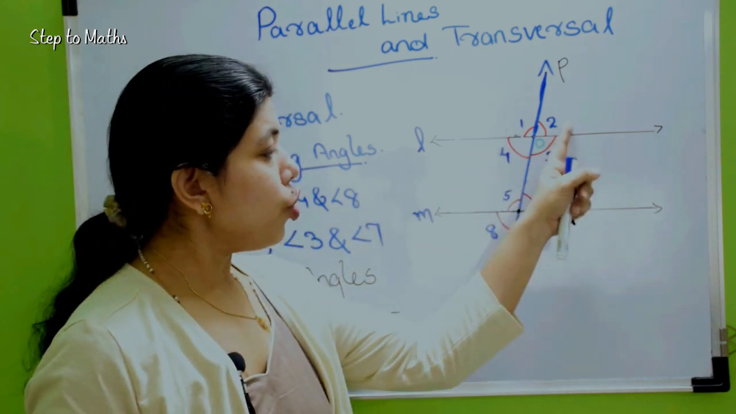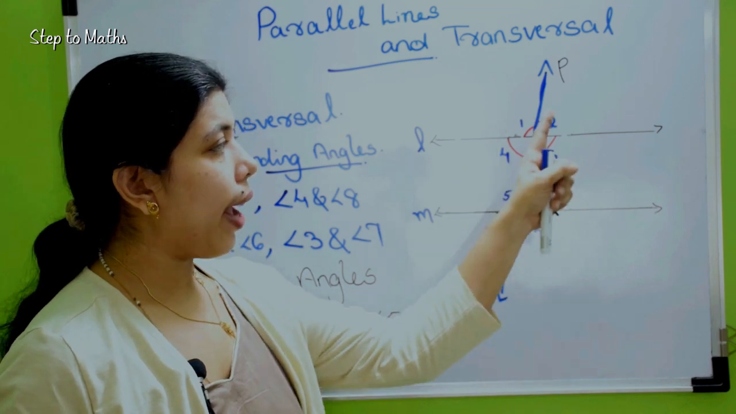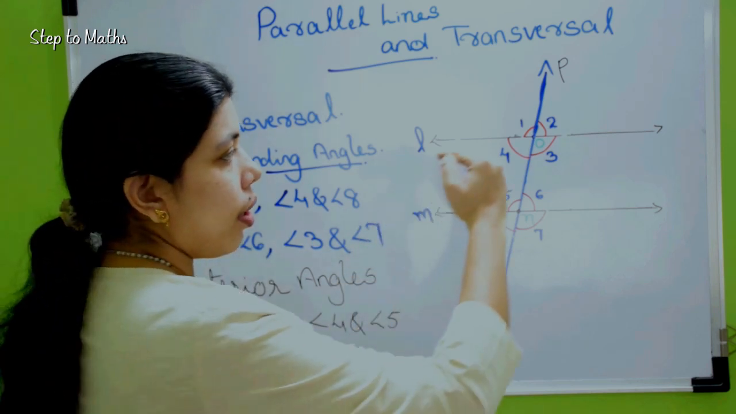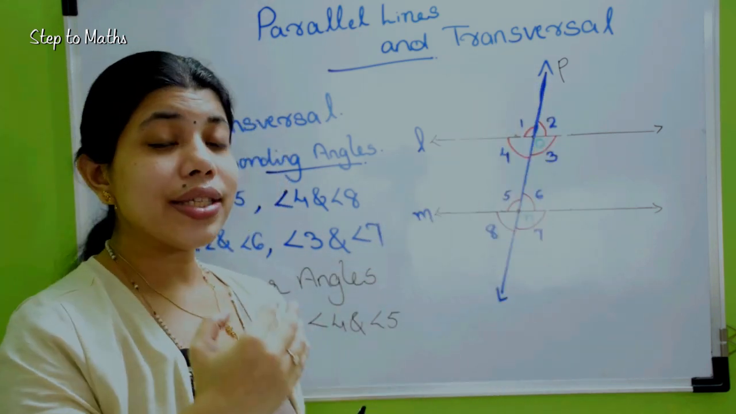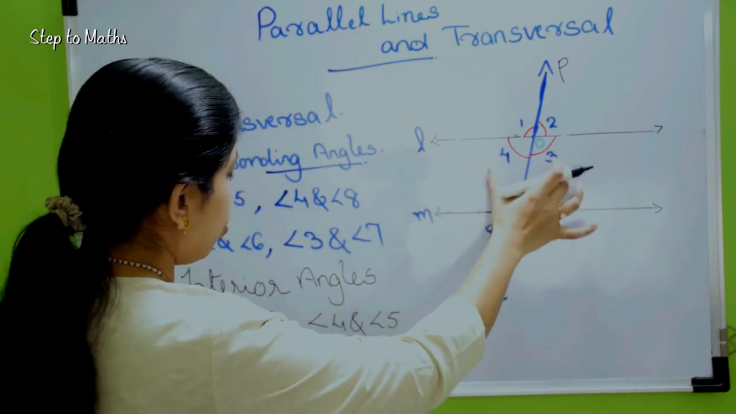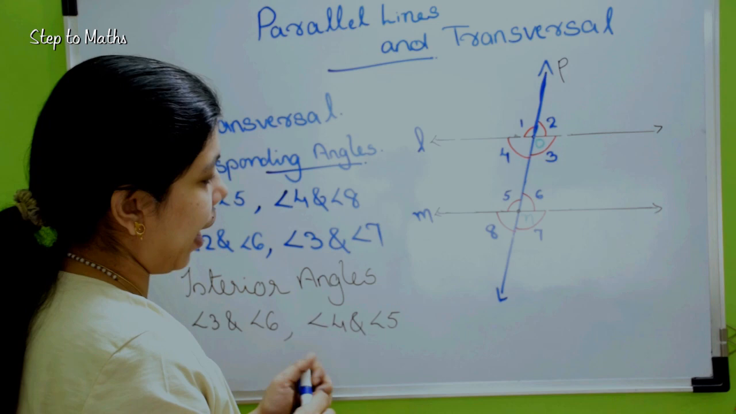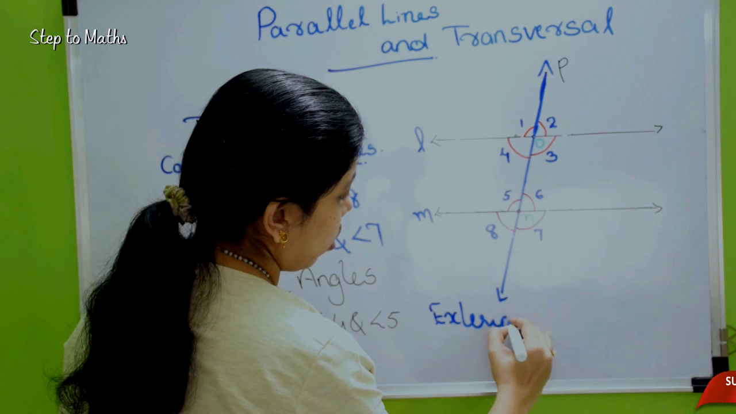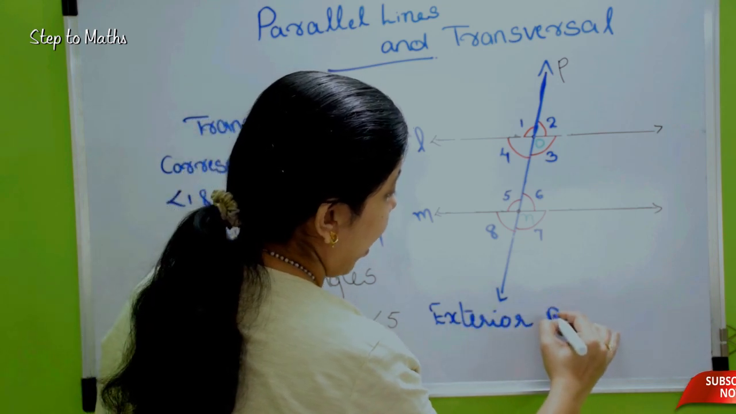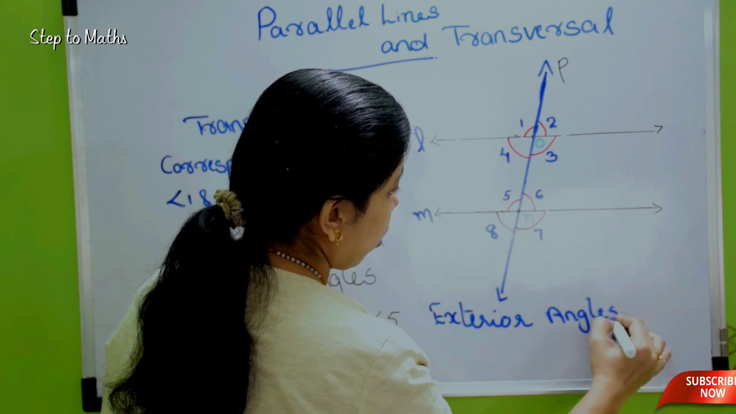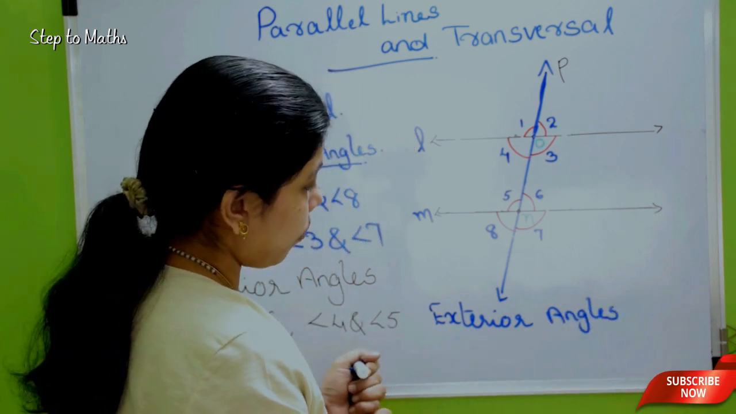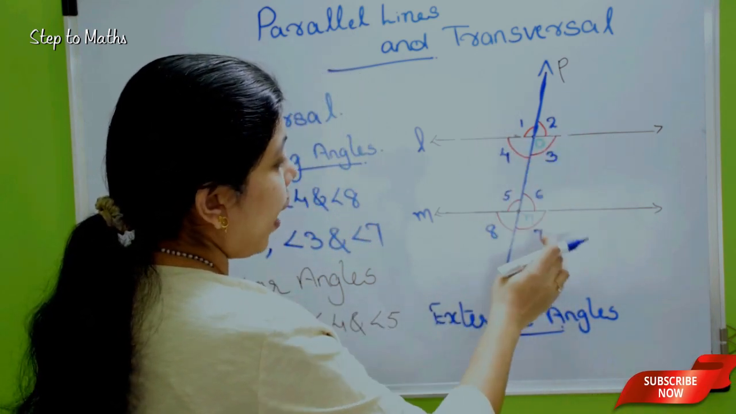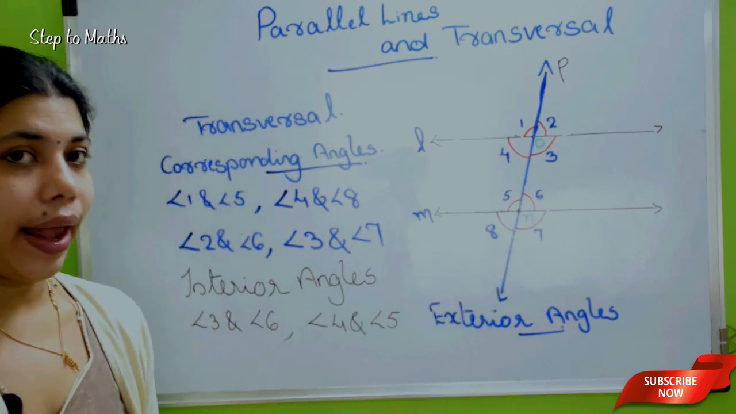Now consider 1, 2, 7, 8. Angle 1, angle 2, angle 7 and angle 8 are outside the lines, and they are known as exterior angles. So, another type is exterior angles. Angle 1, angle 2, angle 7 and angle 8 are exterior angles.